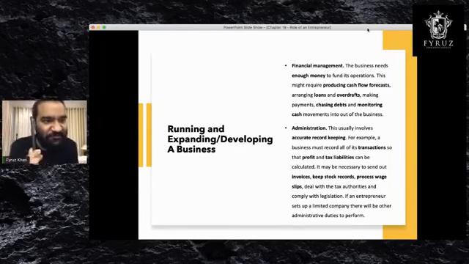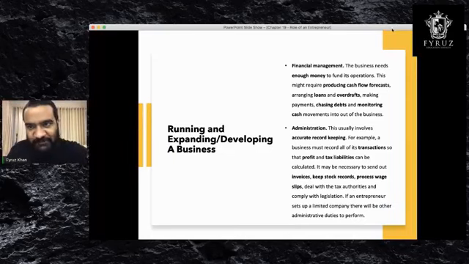You have cash flow. With that cash, you can pay your bills. You can pay wages. You can save. You can invest in some of the stuff, right? So think about financial management. You will have loans. You will have overdrafts.